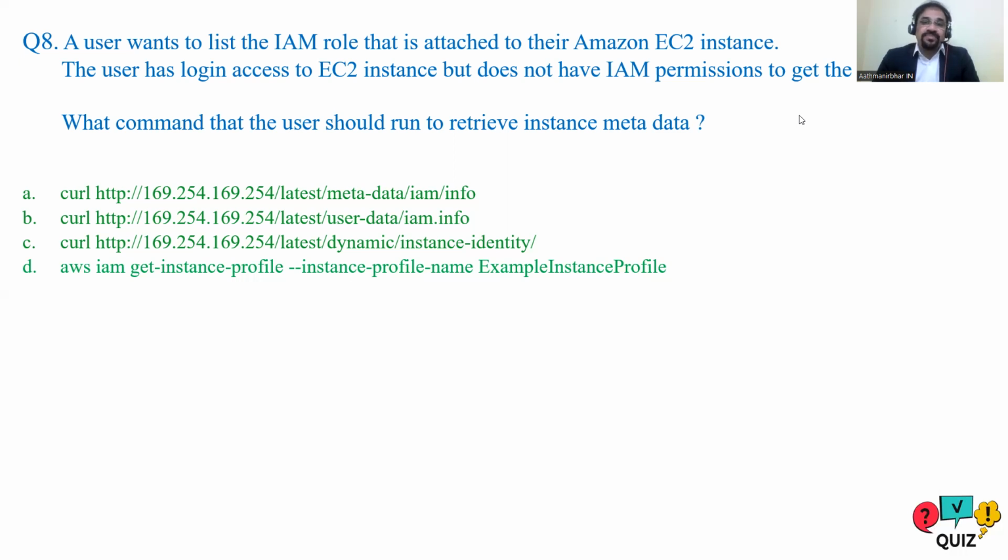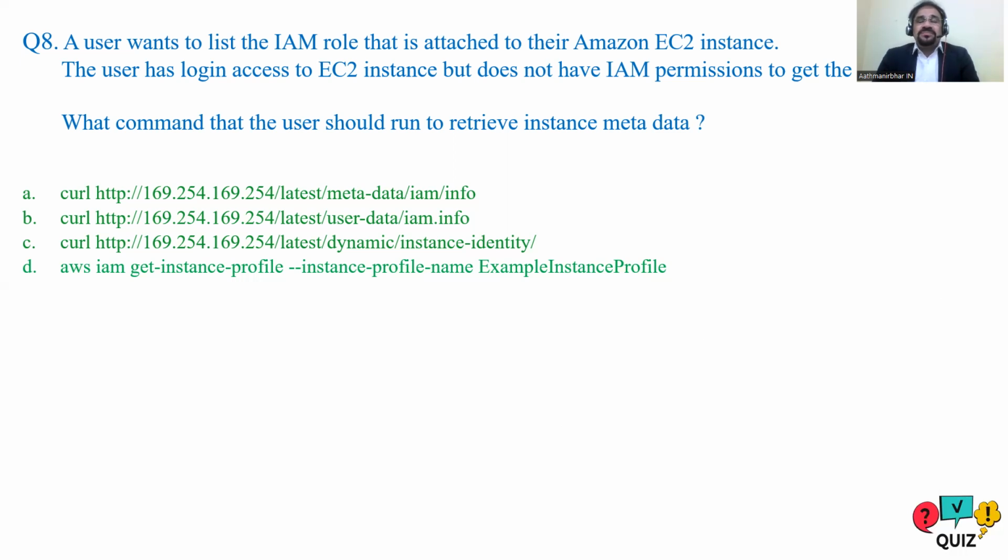One is the correct answer. In the question itself, it is clearly given what command the user should run to retrieve the instance metadata. The option A, it gives curl http://169.254.169.254 IP address, latest/meta-data/iam/info. This is the correct answer. So other options will not work.